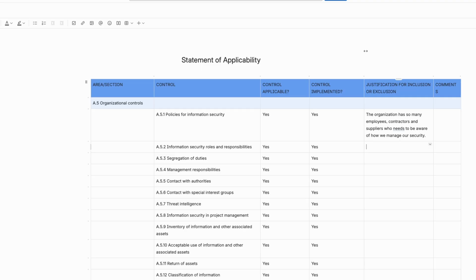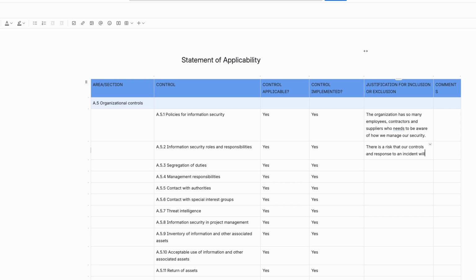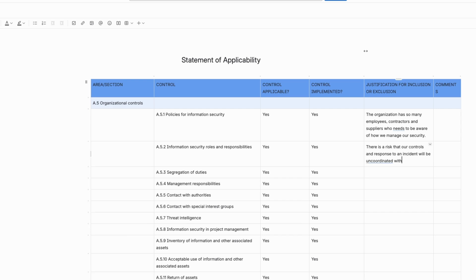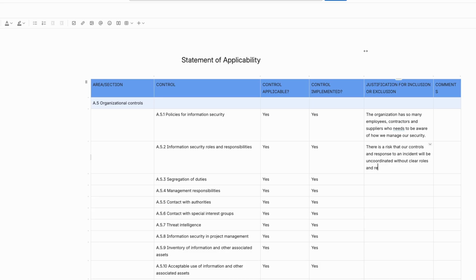Let's take another one. Information security roles and responsibilities. What will be the justification why this is applicable in our environment? This is applicable in our environment because there is a risk that our controls and response to an incident will be uncoordinated without clear roles and responsibilities.